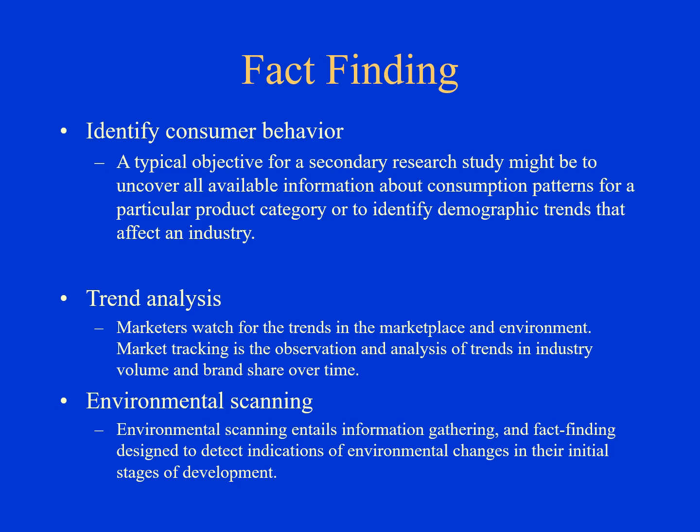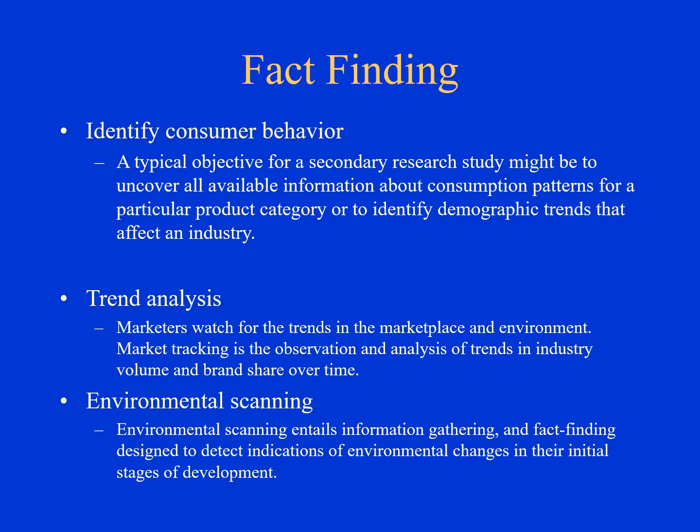Fact finding, the first one. Fact finding is the simplest form of secondary data research. For example, a marketer of frozen food might be interested in knowing how often frozen pizza is consumed in the US. Data can be acquired from national eating trends. So fact finding can be done to identify consumer behavior, to do trend analysis, and for environmental scanning.